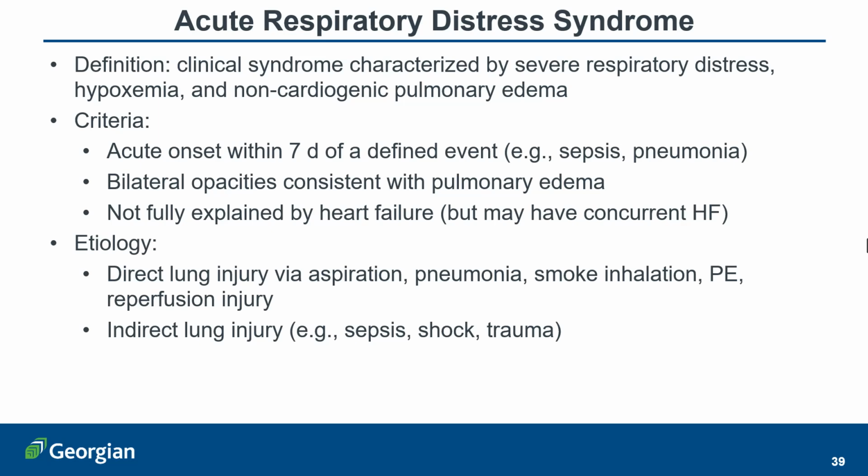So it could be because of aspiration, it could be because of pneumonia, smoke inhalation, pulmonary embolism, reperfusion injury, or indirect lung injury because of sepsis, shock, trauma. Regardless of what the etiology is, a very severe event or stimulus can lead to acute respiratory distress syndrome.